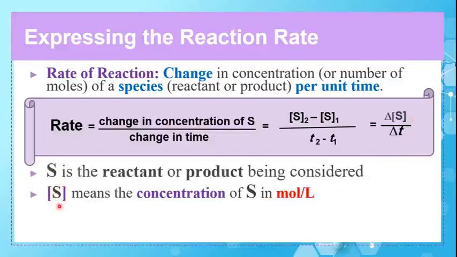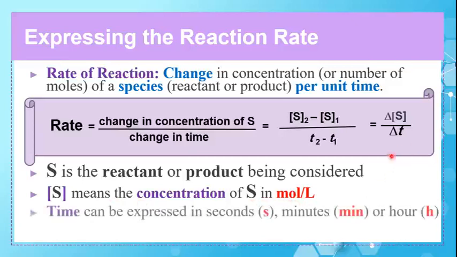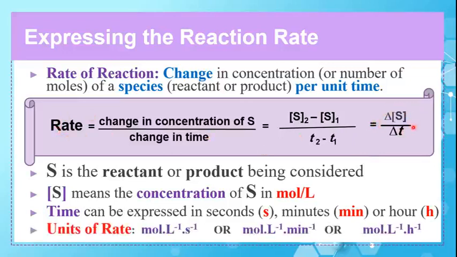These two brackets mean the concentration of S in mole per liter, and the time can be expressed in seconds, minutes, or hour. So the unit of rate in this case will be the unit of concentration over the unit of time, which can be mole liter minus 1 second minus 1, or mole liter minus 1 minute minus 1, or mole liter minus 1 hour minus 1.